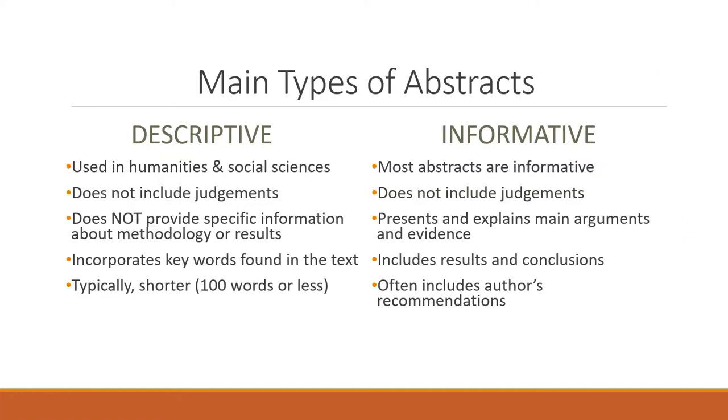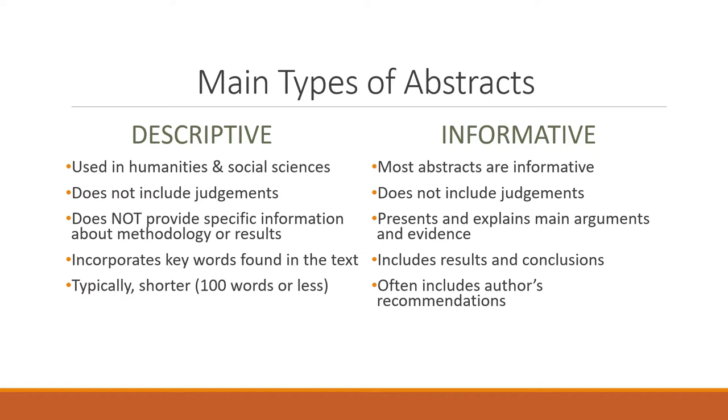There are two main types of abstracts. The first is the descriptive, and it indicates the type of information found in the research. It doesn't make judgments about it, and it does not provide results or conclusions of the research. Typically, the descriptive abstract includes keywords found in the text, and it may even include the purpose, methods, and scope of the research. Descriptive abstracts are usually very short, of about 100 words or less.